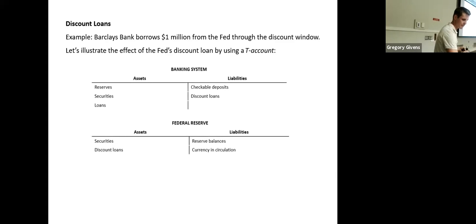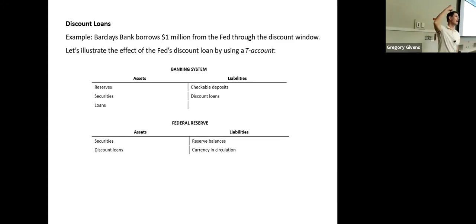Let's suppose that Barclays Bank borrows $1 million from the Fed through the Fed's discount window. For whatever reason, Barclays is in need of some emergency liquidity. It goes to the Federal Reserve and takes out a $1 million discount loan through the discount window. I want you guys to help illustrate the effects of that by using the T accounts here.